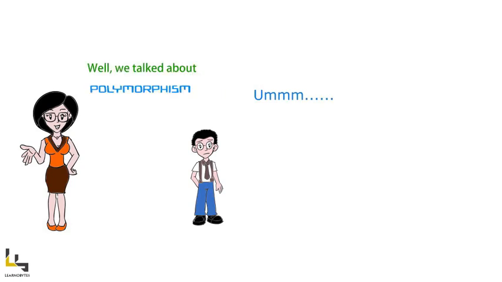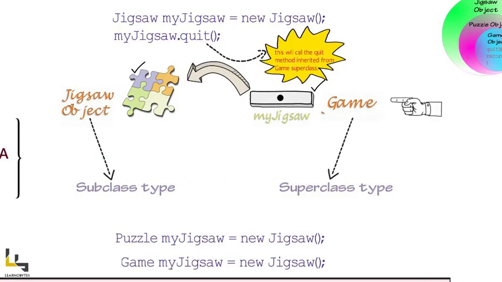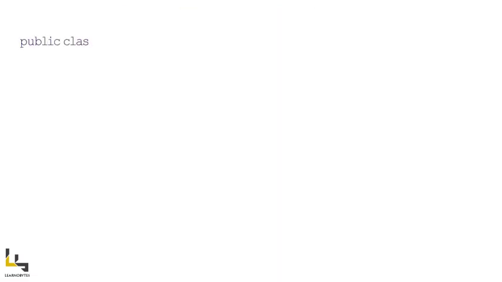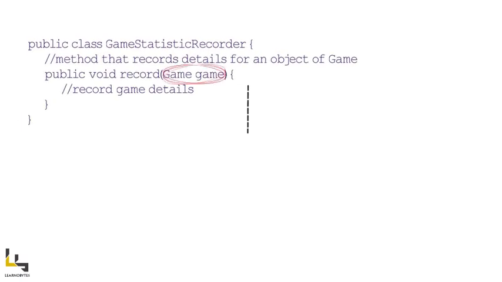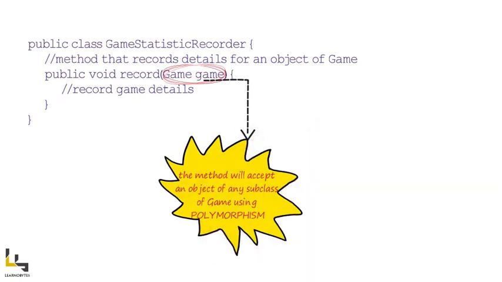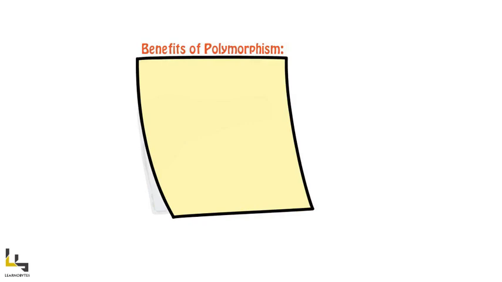Well, we talked about polymorphism. Using polymorphism, we can assign a subclass object, jigsaw, to a superclass reference, game. So, we can write the record method using polymorphic arguments. The method parameter can be a superclass type and any subclass object can be passed to it. Thus, we saw an important benefit of polymorphism, that is, it allows us to have polymorphic arguments.